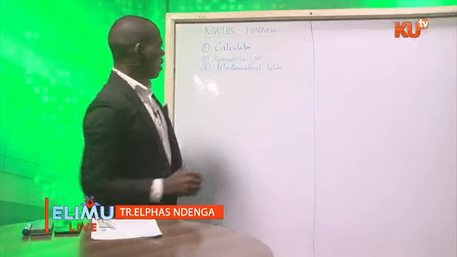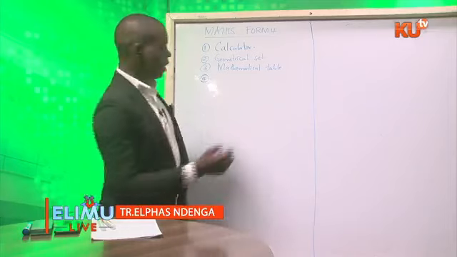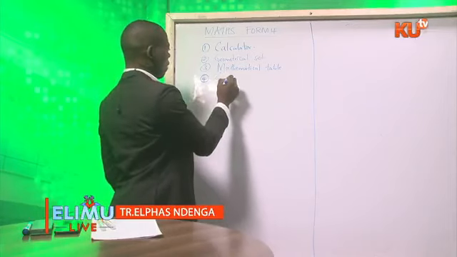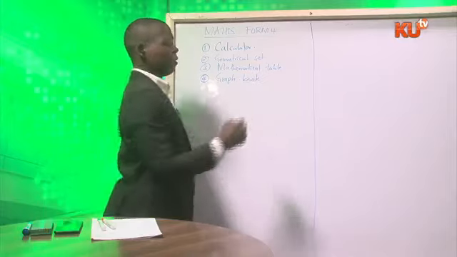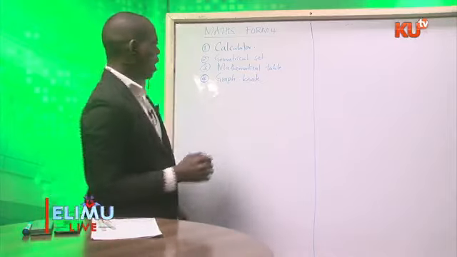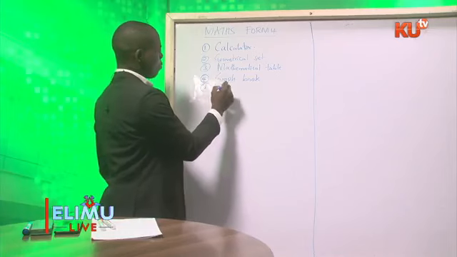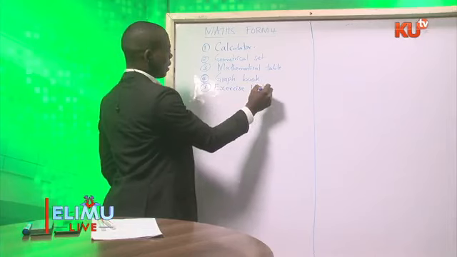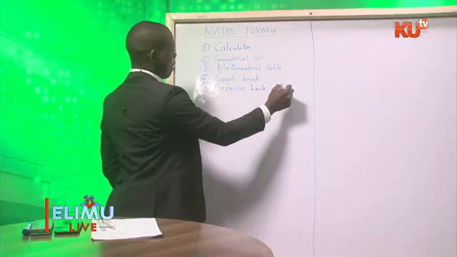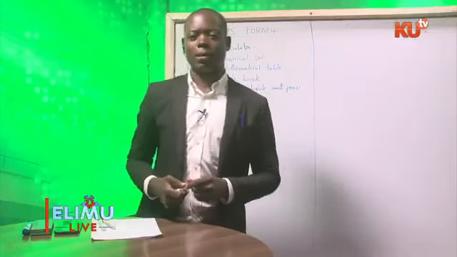exams. And then number four, for the case of drawing, you will require to have a graph book. You'll need to have a graph book with you. And the basic one, which is to have your exercise book. You must have an exercise book and your pens.